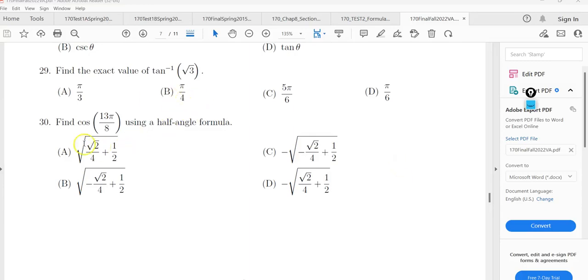Okay, this number 30 is on your practice final, I think from the fall of 2022. So how would you go about solving something like this? Well, it tells you to use a half angle formula. So I'm leaving this one for you to solve.